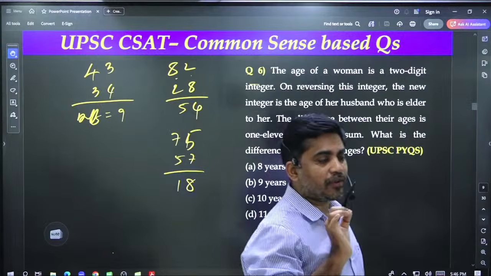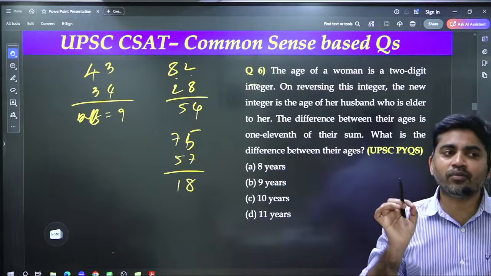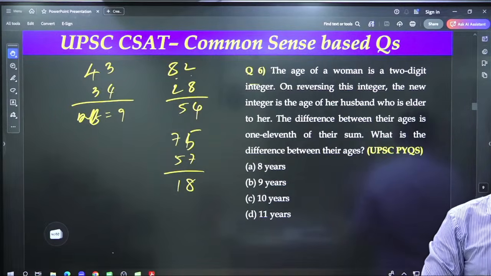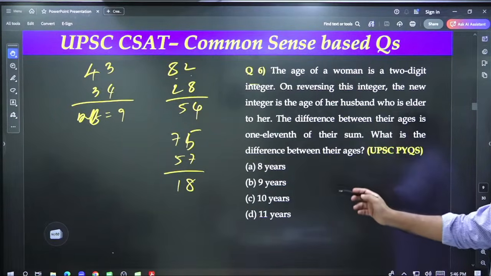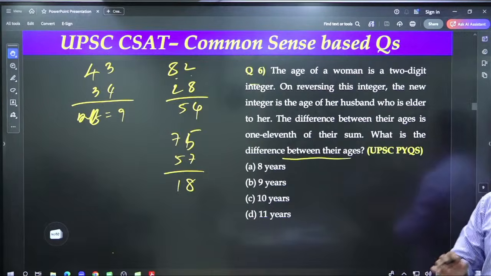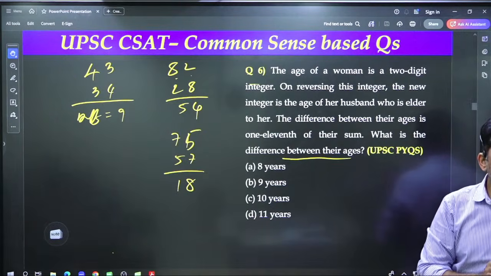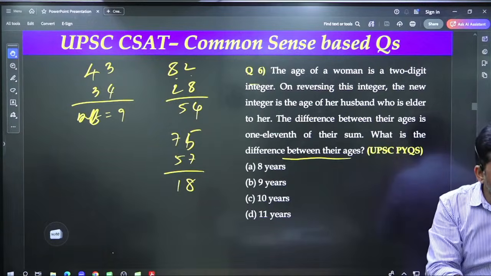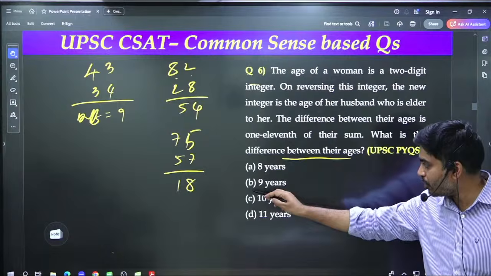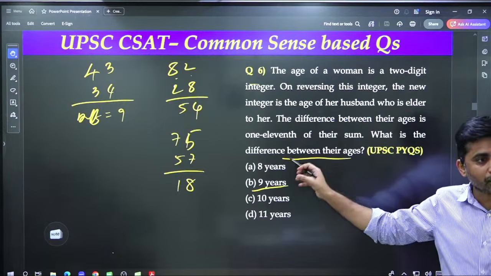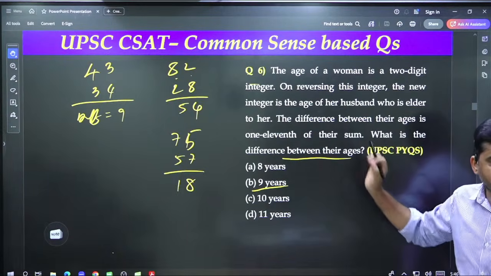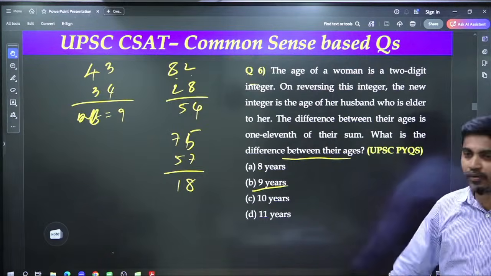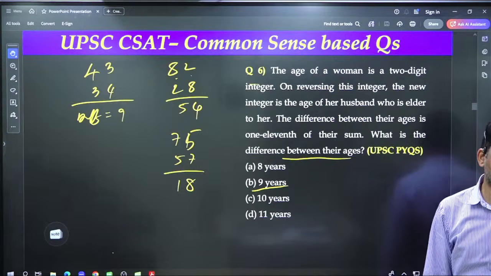The difference between a 2-digit number and its reverse number is always a 9 multiple. They're asking for the difference only, so the answer should be a 9 multiple. Out of all 4 options, only option B is a 9 multiple. First you check this property before simplifying this question. Okay, only one option given, 9 years.